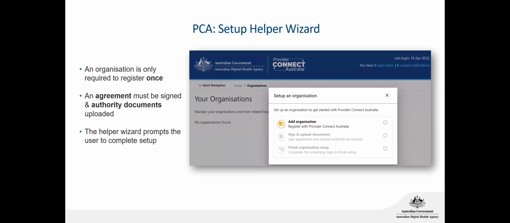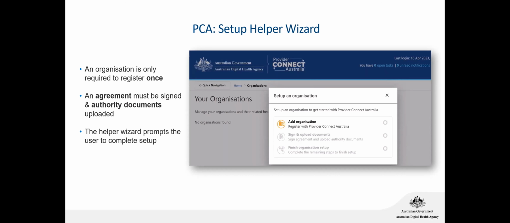As you can see here, there is a setup helper wizard. That's basically some prompts after you've logged in through your PRODA account and you've accessed the portal for the first time. The portal will prompt you to register your healthcare organization with PCA in 3 steps here. As you can see, there are 3 checkpoints to completing the registration. An organization is only required to register once in PCA.